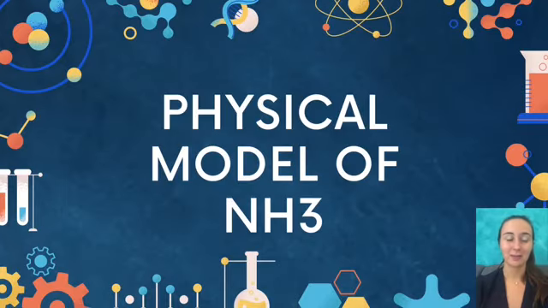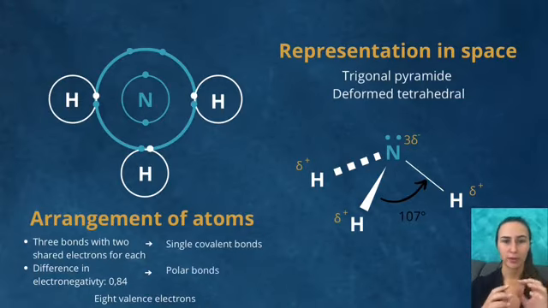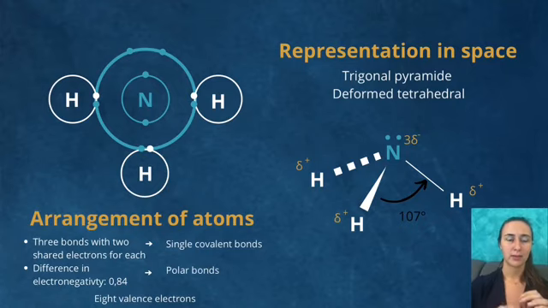First, let's take a look at the physical model used to represent the ammonia molecule. It can be represented as follows. The representation on the left highlights the molecule's atomic structure. The central atom is nitrogen, represented in blue, bound to 3 hydrogen atoms, represented in white. In this representation, we can see the shell and the electrons on each atom.